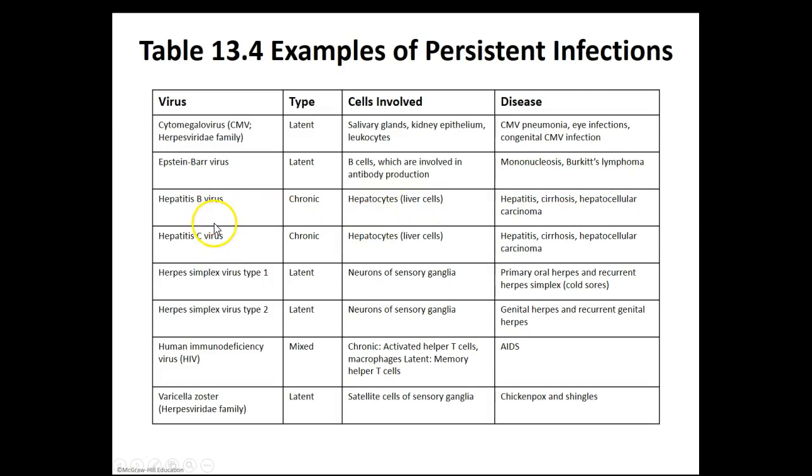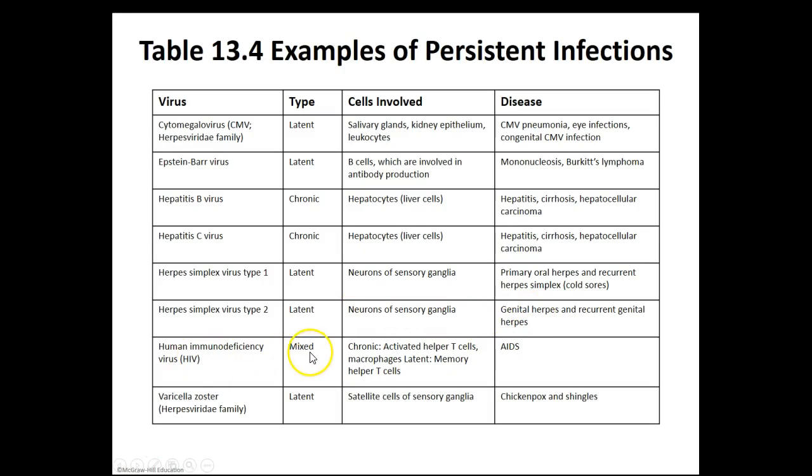The Hep B and Hep C viruses, both of these are chronic viruses, and they ultimately can cause hepatitis, but long term, they can lead to liver cancer. So you see hepatocellular carcinoma. That's liver cancer. I mentioned to you a moment ago the herpes simplex virus type 1, HSV1. That's a latent virus which causes cold sores. HSV2, also a latent virus, is going to be the culprit behind genital herpes.